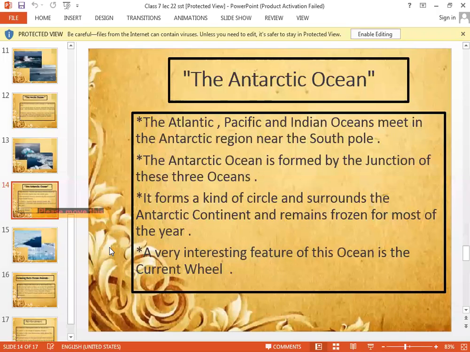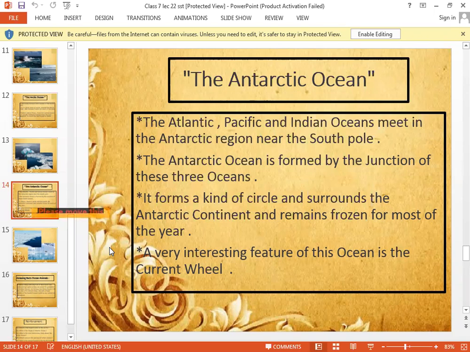And it remains frozen for most of the year. Because of this, it remains frozen most of the year. And a very interesting feature of this ocean is a current wheel, as I told you, and I will explain the current wheel inshallah in my next lecture, and it is also called the Antarctic gear. Underline these lines. All these lines are most important. So this is a clockwise movement of water caused by the water rushing in from the three great oceans.